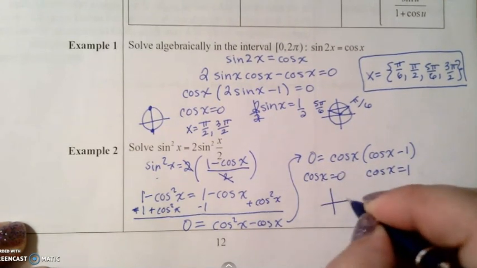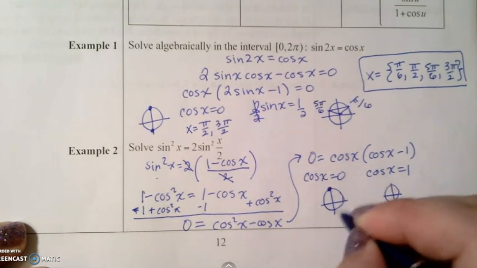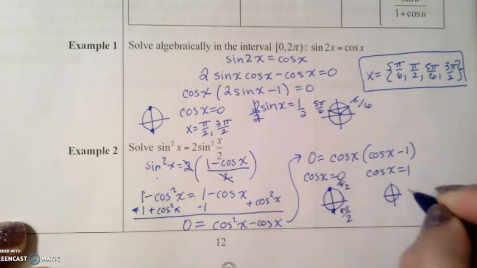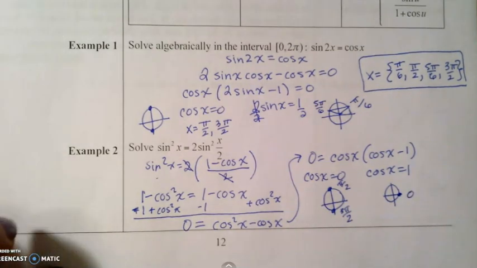And then we look at the unit circle. So when is cosine of x 0? Here and here. Pi over 2, 3 pi over 2. When is cosine of x 1? Well, cosine of x is 1 only here, which is 0.